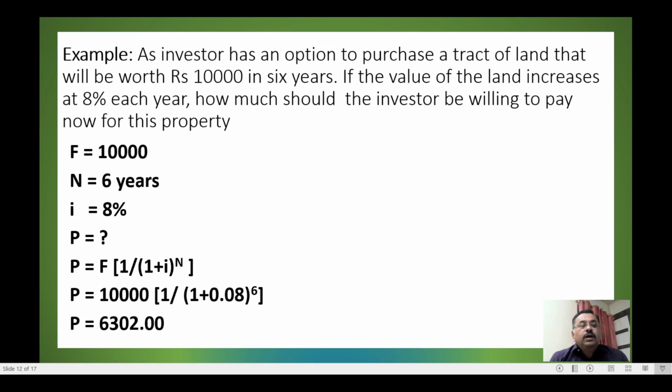So the present amount will be 6,302 rupees. That is, right now the worth of that particular 10,000 rupees which you are going to earn after 6 years with an interest rate of 8% is 6,302 rupees, which you have here. Fine.